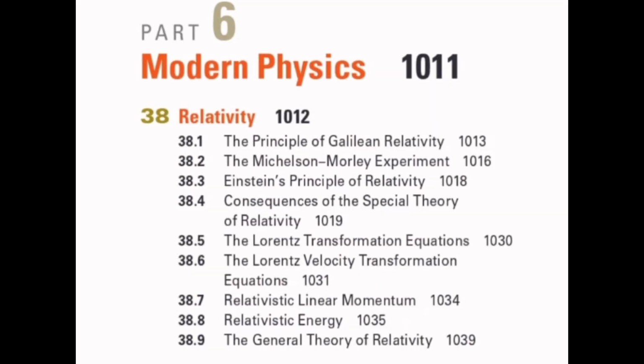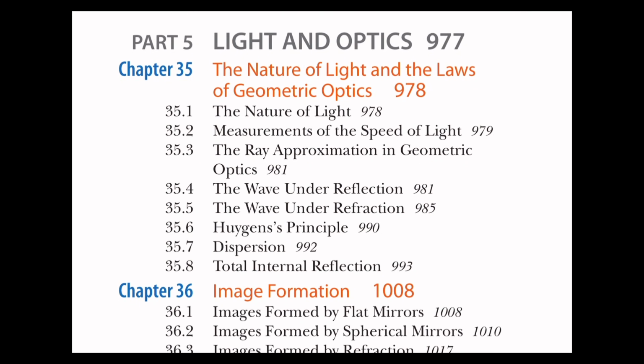Part 6, Modern Physics. Section 38, the principle of Galilean relativity, the Michelson-Morley experiment, Einstein's principle of relativity, consequences of the special theory of relativity, the Lorentz transformation equations, the Lorentz velocity transformation equations, relativistic linear momentum, relativistic energy. We end with the general theory of relativity. That is for the 10th edition. Now let's check back onto the expanded contents of the 7th edition.